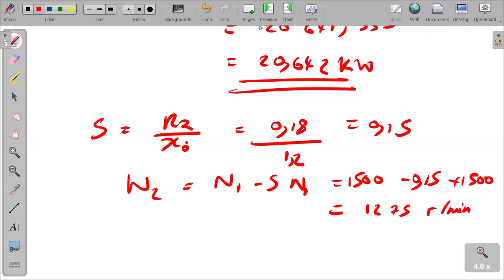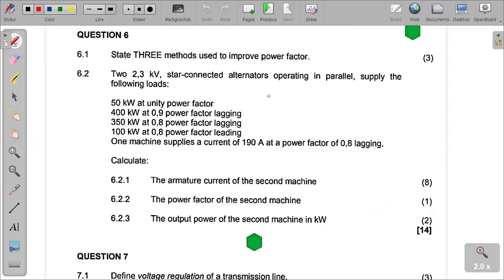Let's quickly go to the next question. Our next question is question number 6: three methods used to improve power factor. Number 1, we can use phase advancers. We can also use synchronous condensers or synchronous motors. We can also use capacitor banks or static capacitors connected in parallel with the supply.